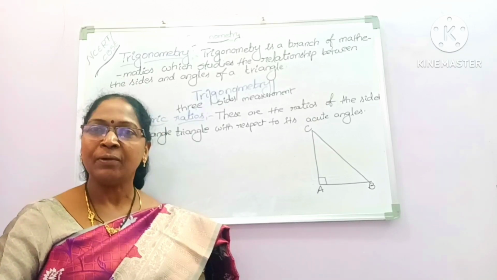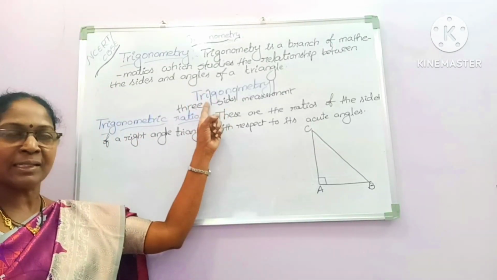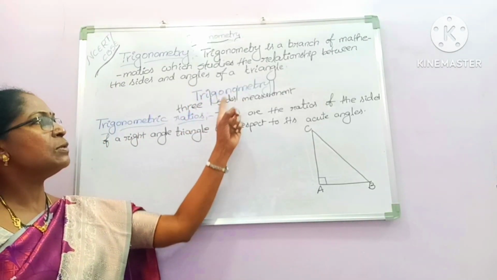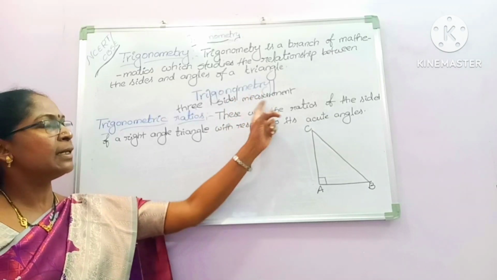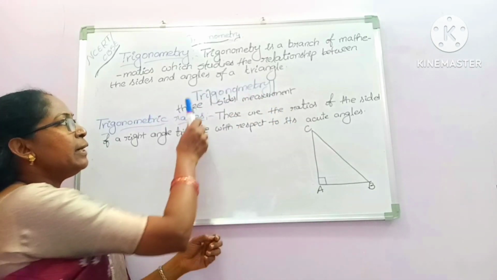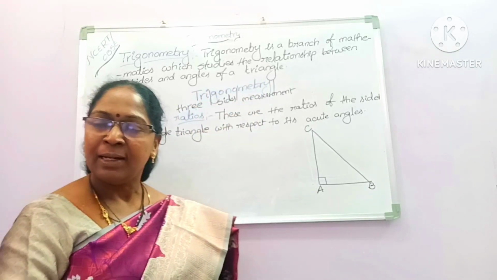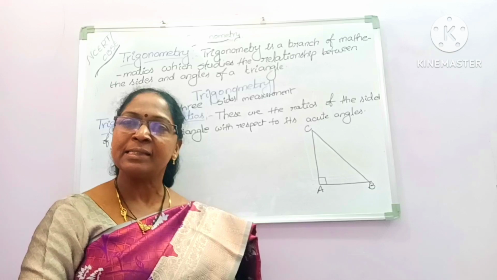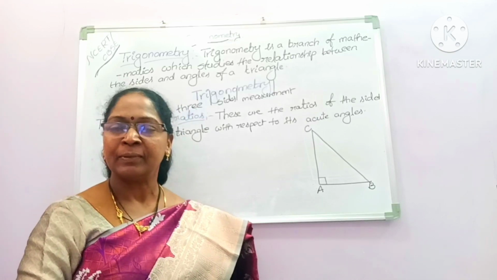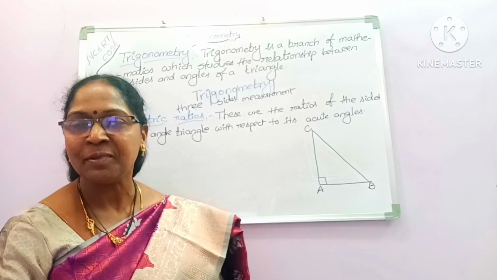Trigonometry, this word comes from three Greek words. What are those? Tri is nothing but 3, gono is nothing but sides, and meter is nothing but measurement. The meaning of these three words is 3 sides measurement figure. Trigonometry is nothing but 3 sides measurement. That is related to which figure?